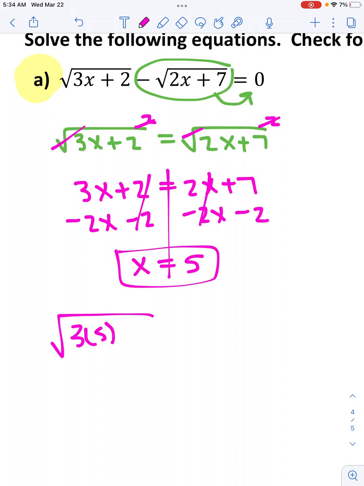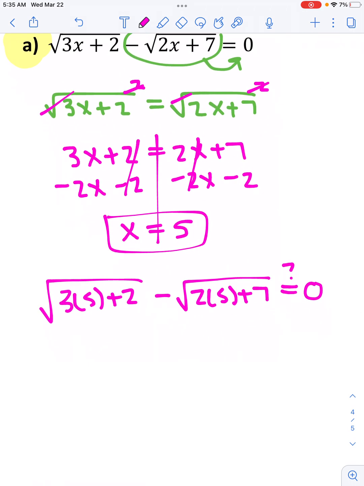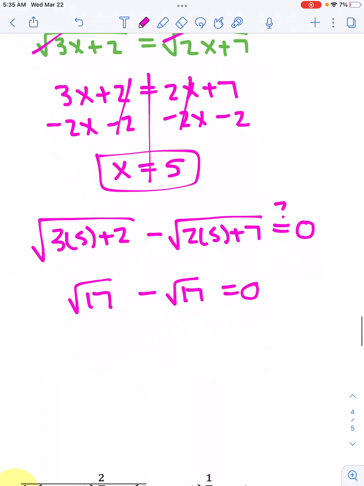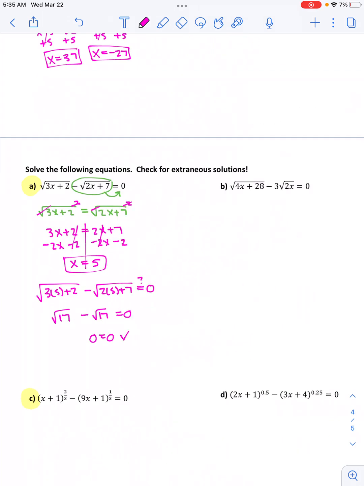So 3 times 5 plus 2 minus, so put it back in the original, 2 times 5 plus 7, check to see if it equals 0. So 15 plus 2 is square root of 17. And then 10 plus 7 is square root of 17. So even though square root of 17 is an ugly number, I know if I subtract them, they're going to equal 0. So x equals 5 is a good solution.